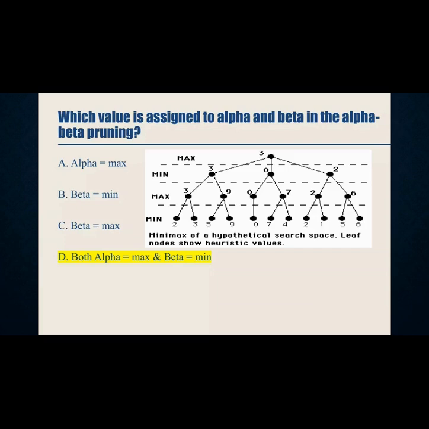Which value is assigned to alpha and beta in the alpha beta pruning? Is it alpha is equal to max? Is it beta is equal to mean? Is it beta is equal to max? Or is it both alpha is equal to max and beta is equal to mean? The correct answer is both alpha is equal to max and beta is equal to min. As per the diagram, we can see that alpha is at the max level and beta is at the minimum level.